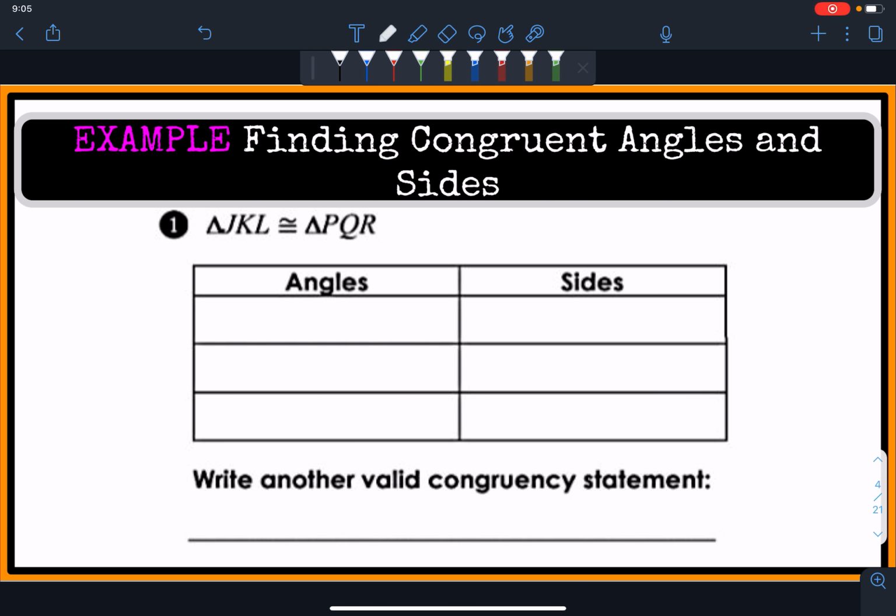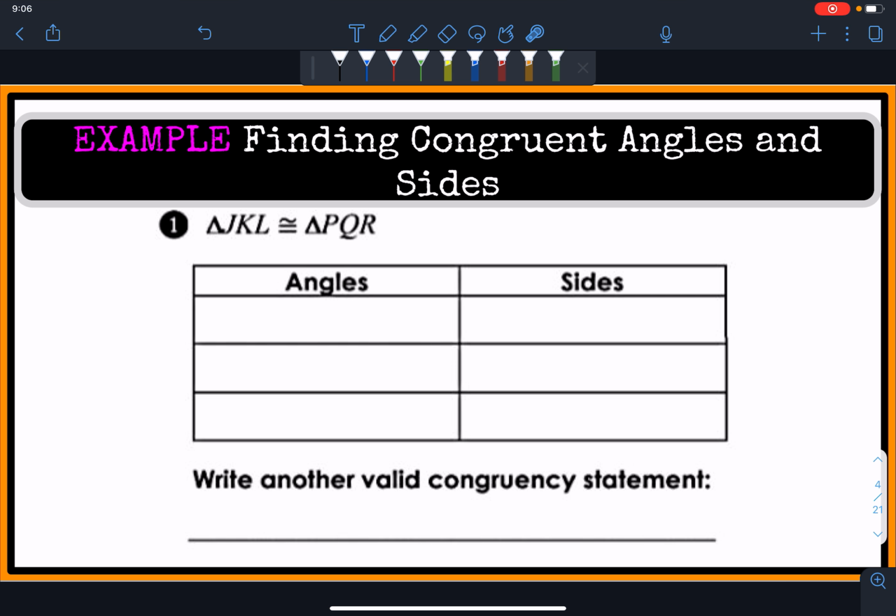Now, because triangles are so unique, it's only made out of three sides and three vertices, three corners. The angles and the sides are related and congruent in the name that they are given. So for example, we see right here that triangle JKL is congruent to triangle PQR. Then the name corresponds to which sides and which angles are also going to be congruent. So corresponding parts of congruent triangles are congruent.